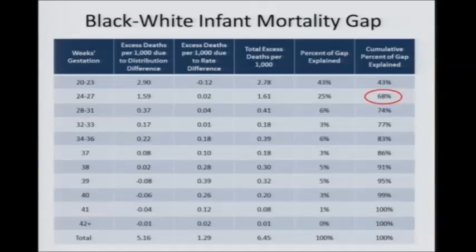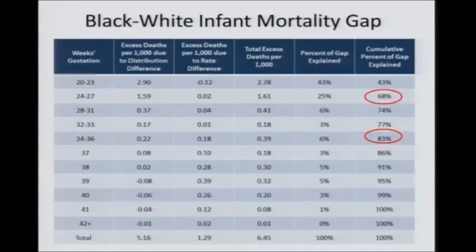So 68% of the black-white gap can be explained by prematurity, less than 28 weeks, extreme prematurity. And this is really all due to distributional components: black infants are much more likely to be born extreme preterm. They have no excess in the gestation-specific mortality rates there. For all preterm, that cumulatively sums to 83% that can be explained by prematurity.